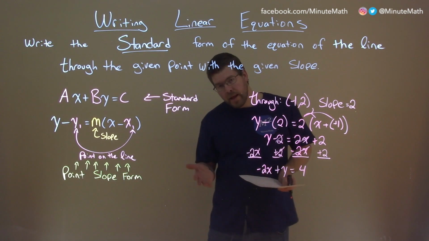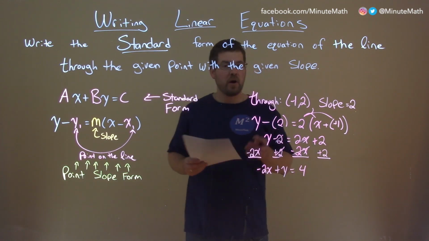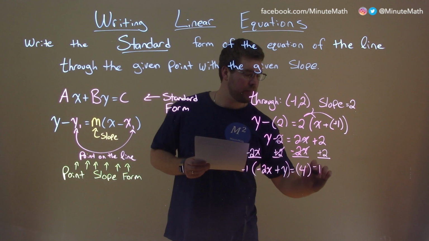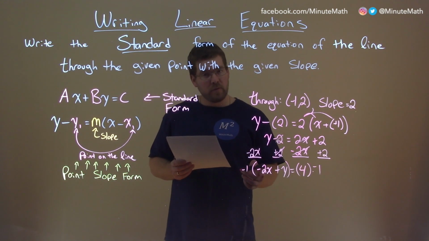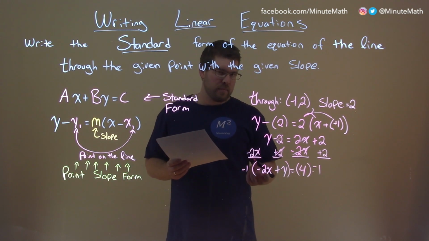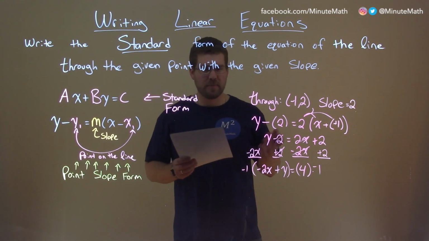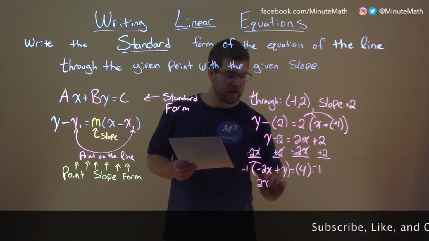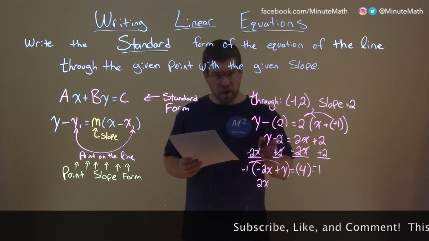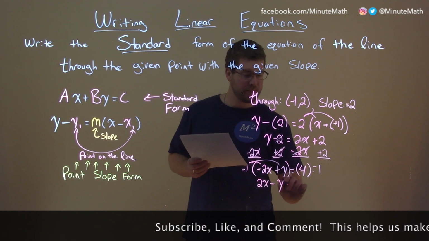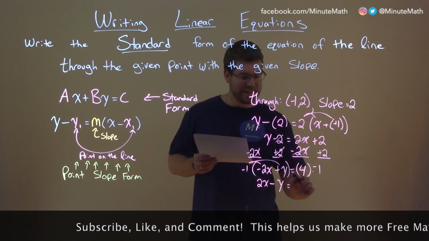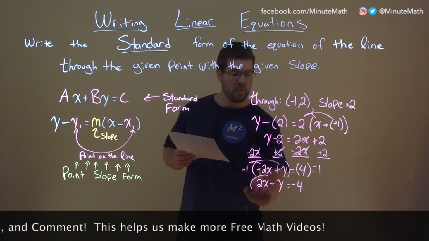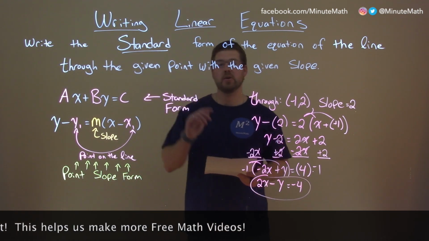Now, if you want to have a positive a value, all you need to do is multiply both sides by a negative 1. And what that does is take the value we found and really makes it positive and still keeps everything kosher here. Negative 1 times negative 2 is a positive 2x. Negative 1 times y is a minus y here. 4 times negative 1 is a negative 4. And now we have 2x minus y equals negative 4, and that is our answer in standard form.